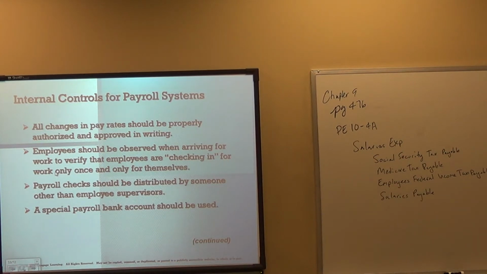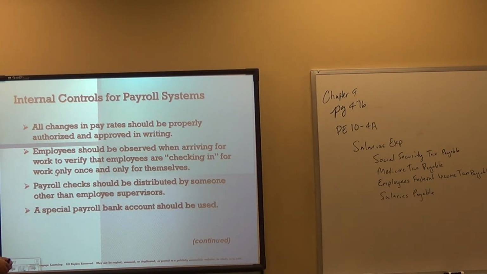And actually it's required in some places, 24 hours. All changes in pay rates should be properly authorized also. Employees should be observed when arriving for work to verify the employees are checking in for work. And usually a lot of times they have different things, badges and things like that.